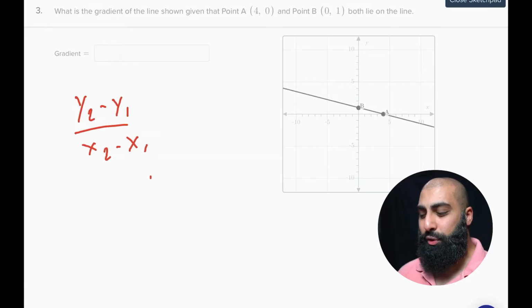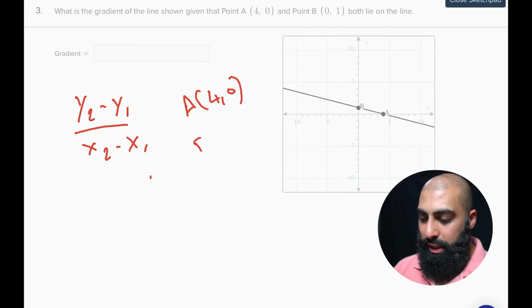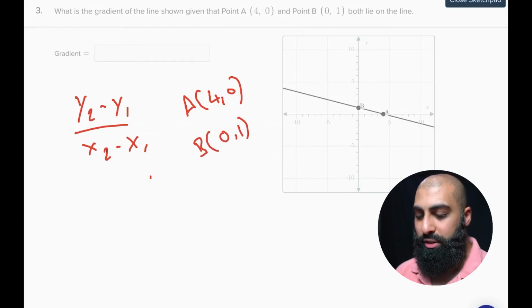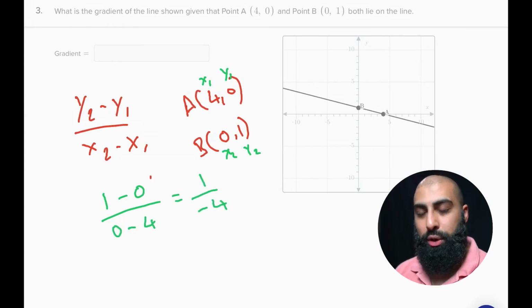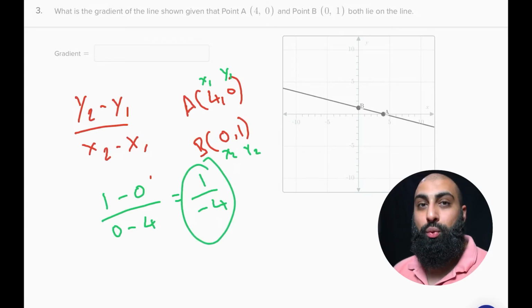Pause the video and see if you can just do this for yourself. These are the points. Point A is (4, 0), and B is going to be (0, 1). Just see if you can do that for yourself. Okay, when you're ready, just play the video and I'll work it through. So first thing first, let's label these x1, y1, x2 and y2, and we're going to substitute: 1 minus 0 divided by 0 minus 4.